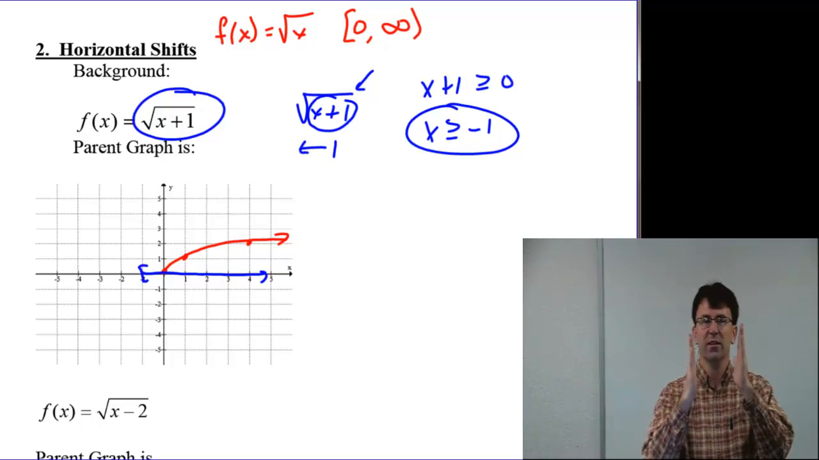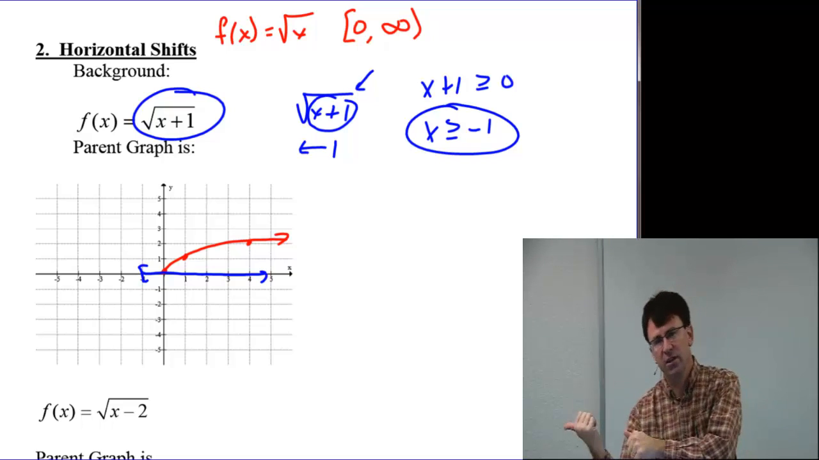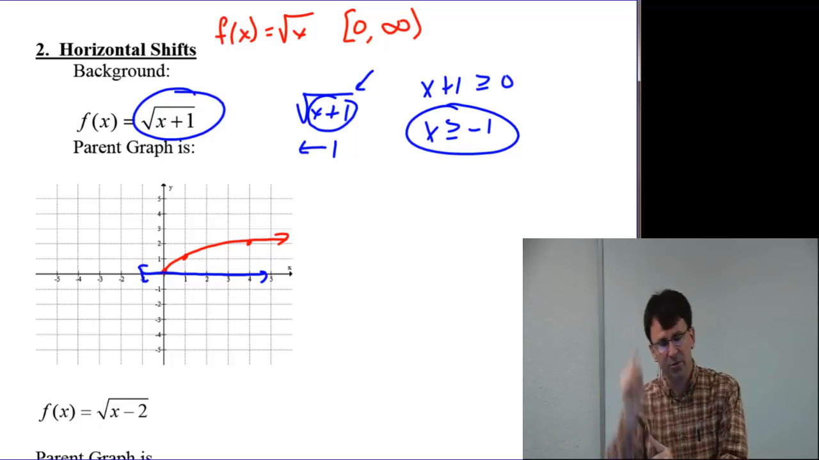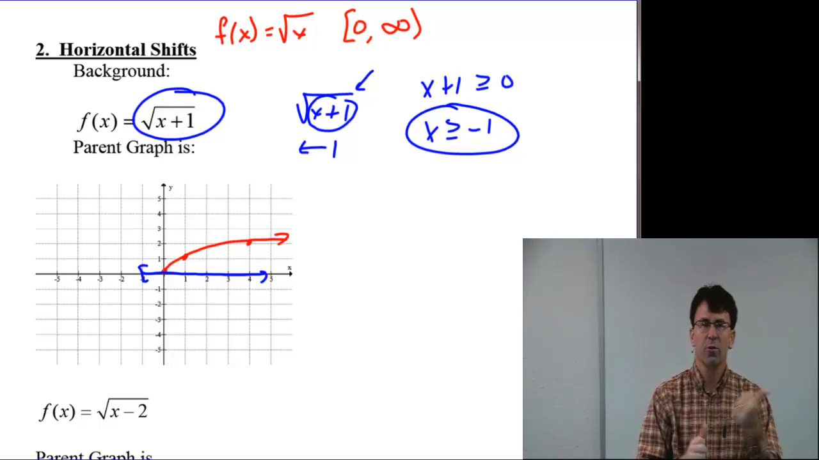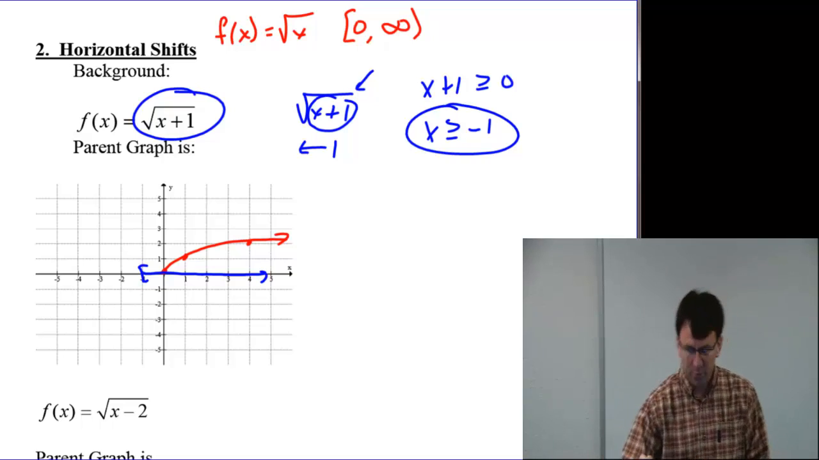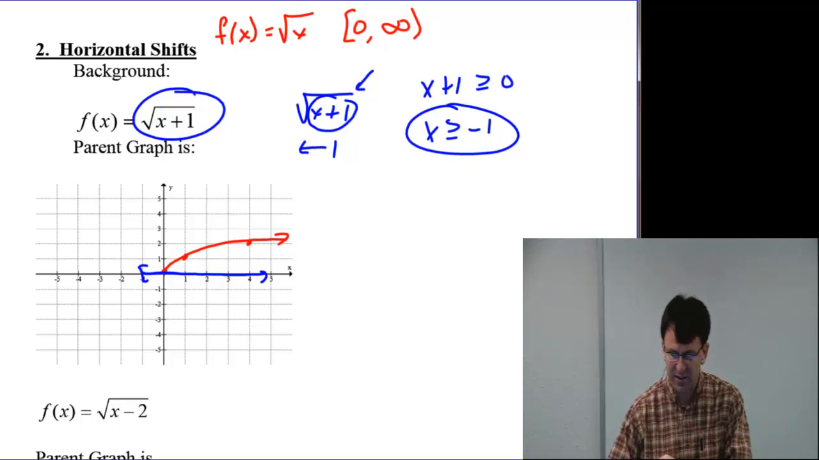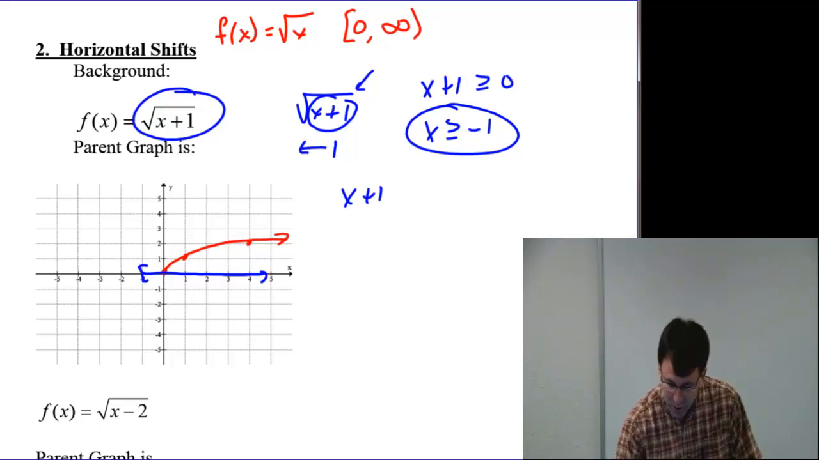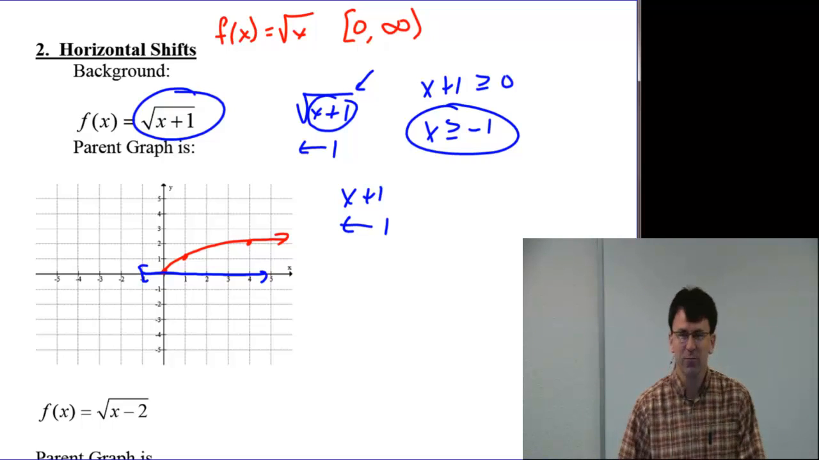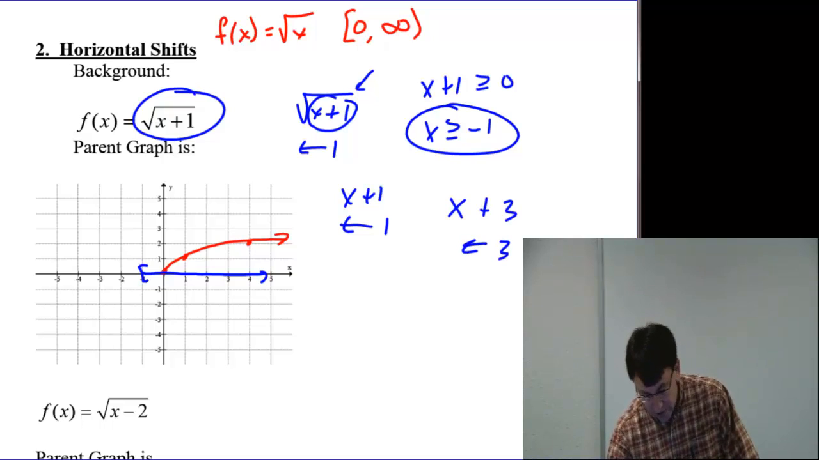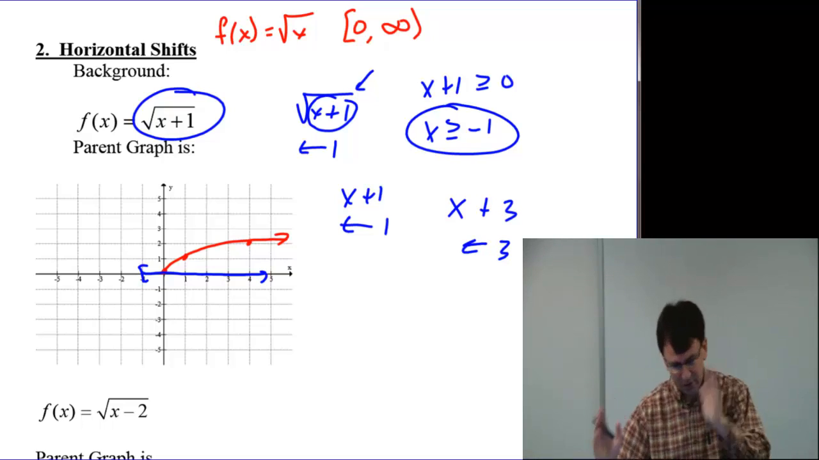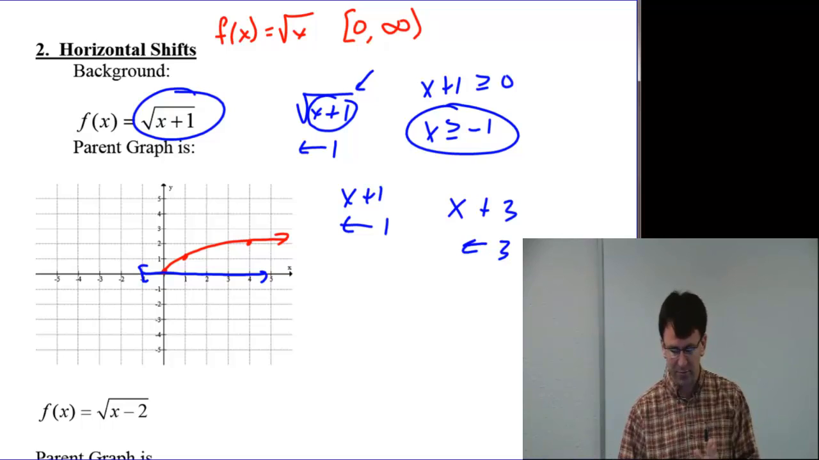So we had the addition that was outside the function go up and down. And now if we have an addition that happens inside the function, we're going to go left or right. Now pay very close attention to the fact that this x plus 1 actually goes left 1. If it would have been x plus 3, we would have gone left 3. That greater than or equal to would have come into play and made it go that way.